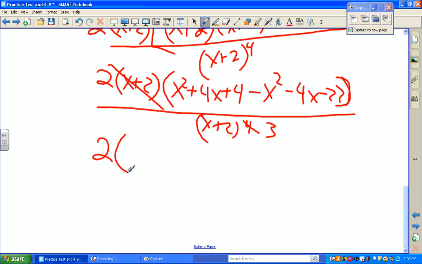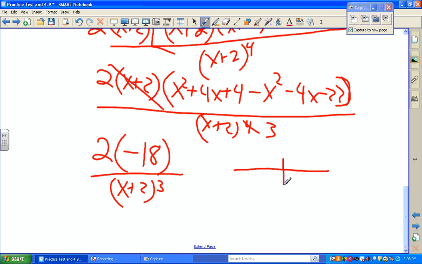Hey, look at this. The x squareds go away. The 4x goes away. The 4 minus 22 is negative 18. What number is that? Negative 2 is the only place. If I put in 0, it's going to be negative, concave down. If I put in negative 5, it's going to be concave up.